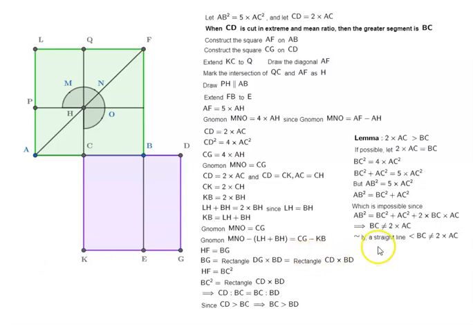Similarly, we can show that a straight line less than BC is also not equal to 2 times AC. So that means 2 times AC is greater than BC. So that is proposition number 2 of book 13 of Euclid's Elements.